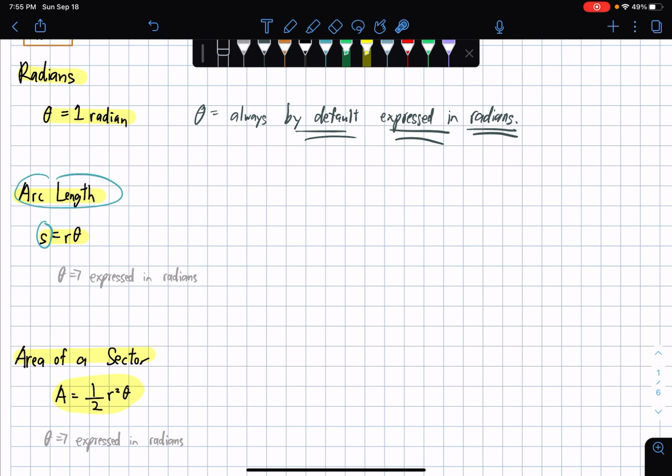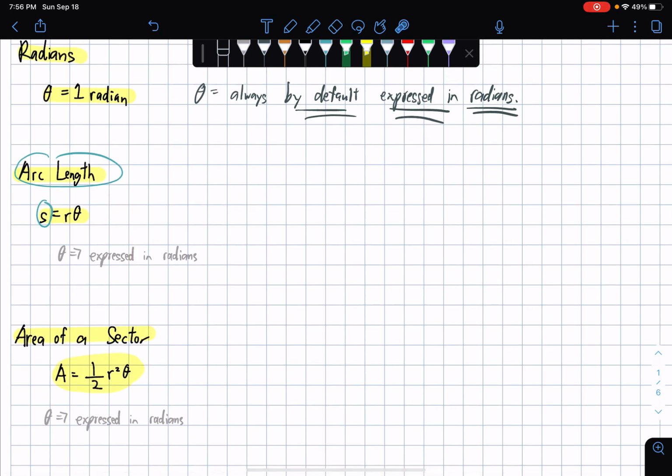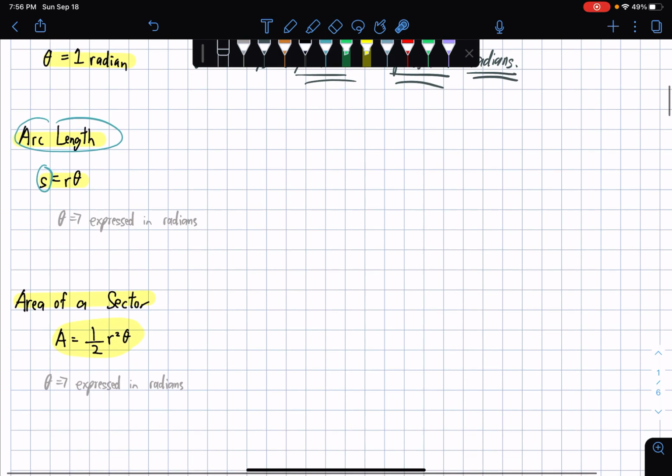radians. Anyways, the next formula is for the arc length. It's basically S equal to R times theta. Of course, theta, again, is always expressed in radians. That's by default. For the next formula, I won't be discussing too much on the formulas. I'll be telling more about it when we actually apply it in real world problems later, and in the next videos possibly.